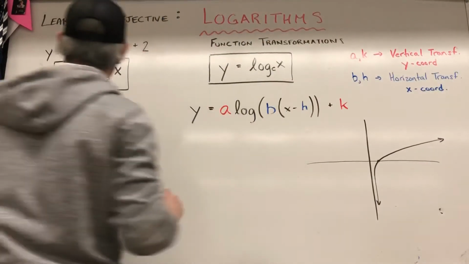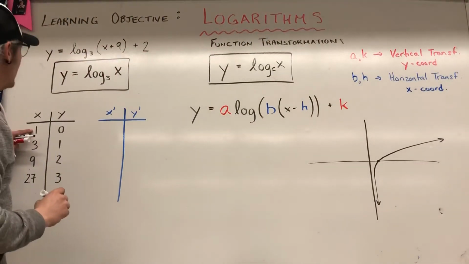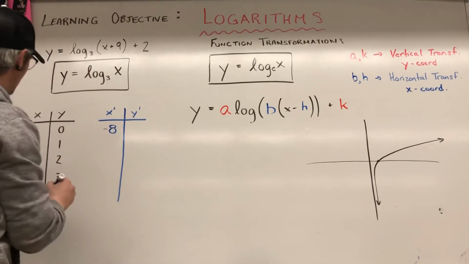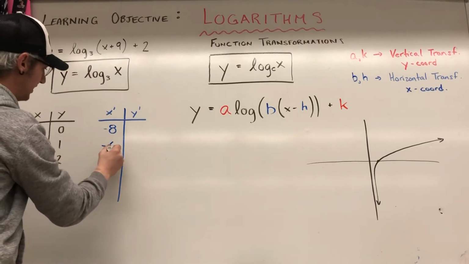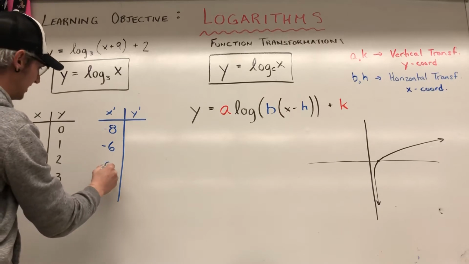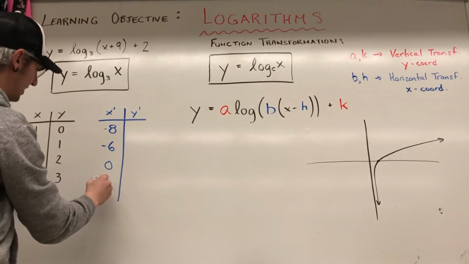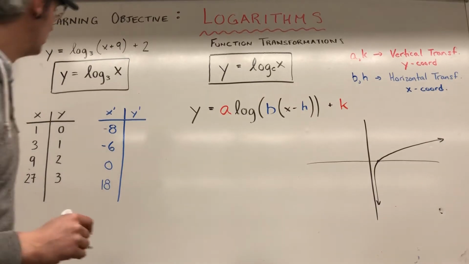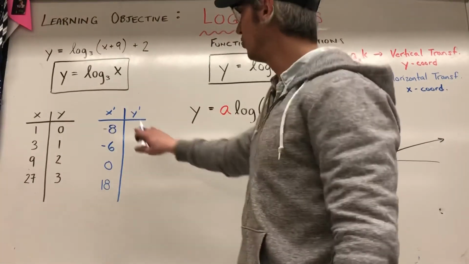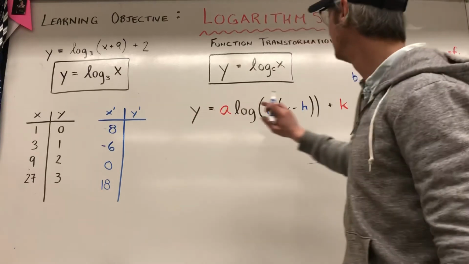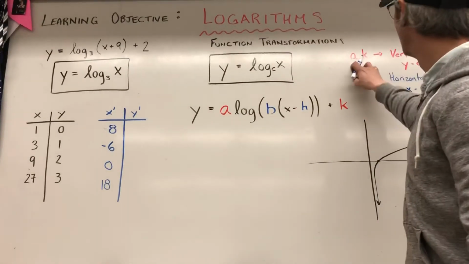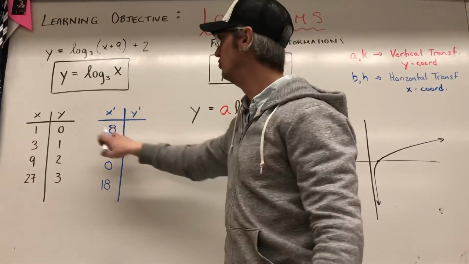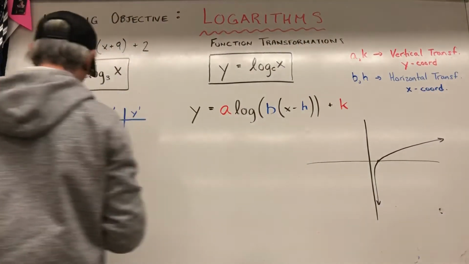So I'm going to find my x coordinates. 1 minus 9 is minus 8. 3 minus 9 is minus 6. 9 minus 9 is 0. 27 minus 9 is 18. Those are my transformed x coordinates, and for the corresponding y's, remember, a and k are vertical. So for k, I'm just going to add 2 to each y coordinate.